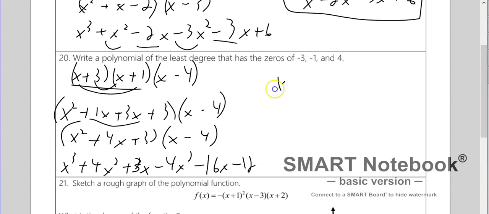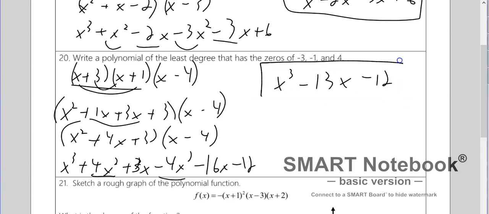So I have my x cubed by itself. 4x squared minus 4x squared. Look what happens there. I have no x squareds. They cancel. 3x minus 16x is negative 13x. And my negative 12. So you can see this is one of those problems that if I started with this and told you to solve it with synthetic division, you would have to put a 0 in for the x squared term because it canceled out.